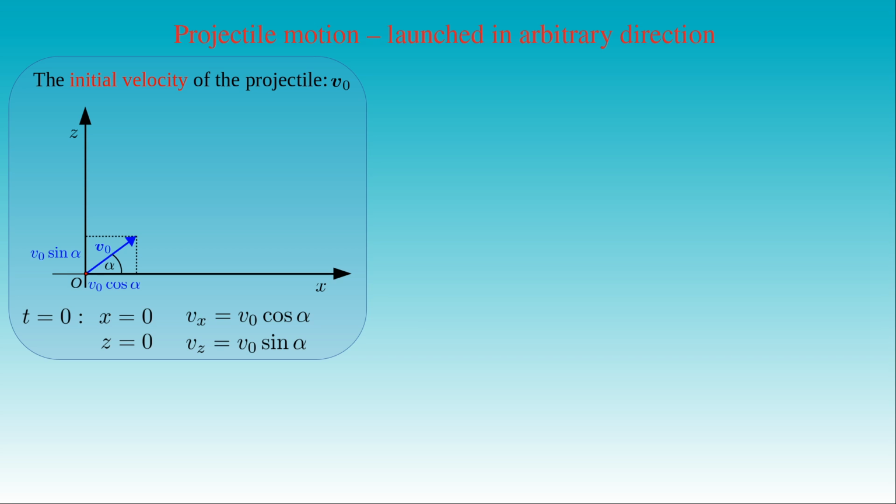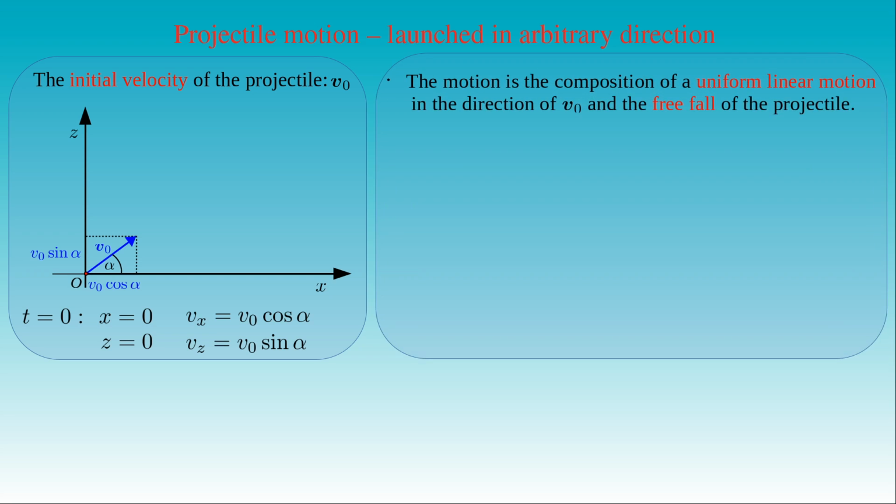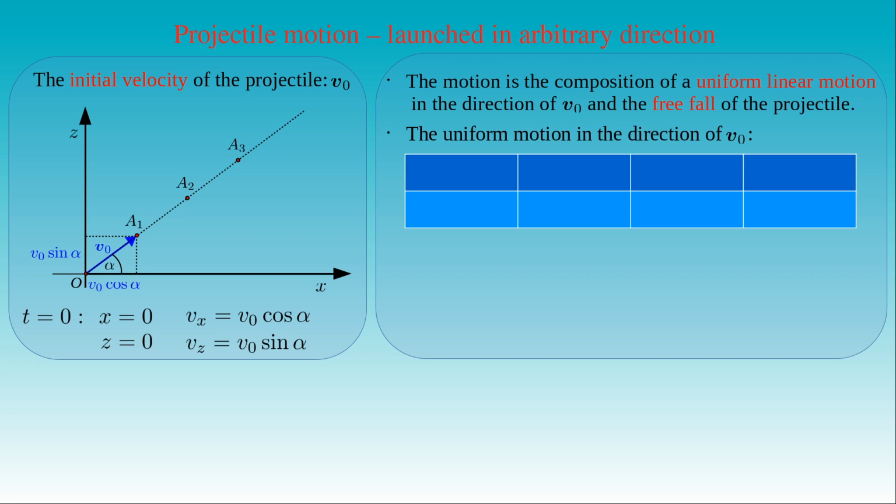By generalizing the results of the experiment with the horizontally launched projectile, we claim that the motion is the composition of a uniform linear motion in the direction of the vector v0, and the free fall of the projectile. We can describe the uniform linear motion of the body passing through the equidistant points A1, A2, A3 without free fall in the following table. In the first row, we will show the time elapsed till the projectile would reach any of these points if it had a uniform linear motion in the direction of v0. In the second row, we will write the distances covered during the time intervals given in the first row.